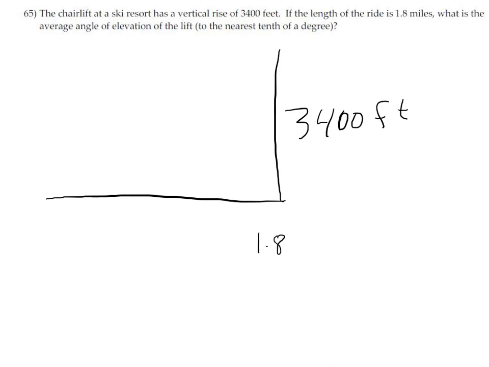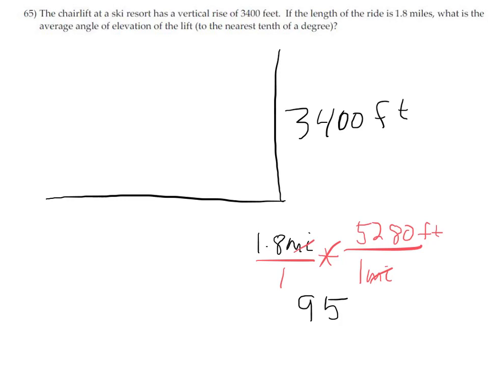Let's see, 1.8 miles. See, the issue here is we have miles and feet, and I either want to go to miles or feet. So I'm going to convert the miles to feet. And to do that, you multiply by the conversion factor. 1 mile is 5,280 feet. And then we can cancel out the miles, and we end up with 9,504 feet. So that's really what we want here, 9,504 feet.